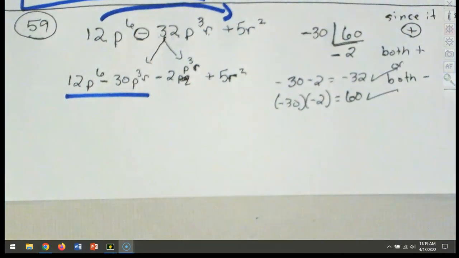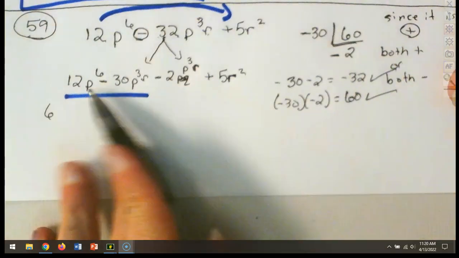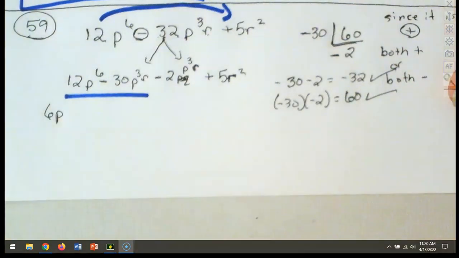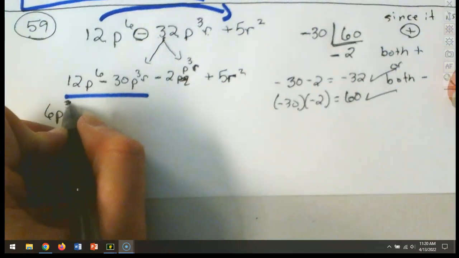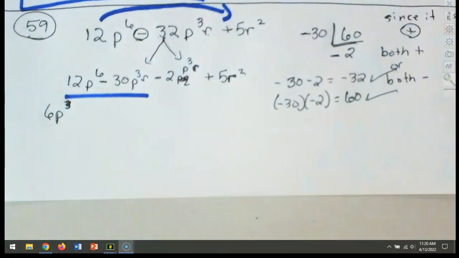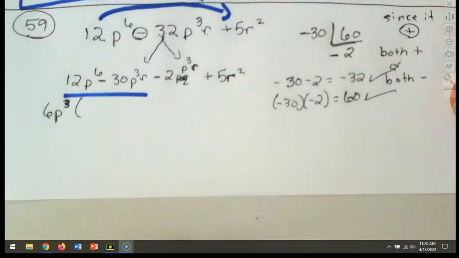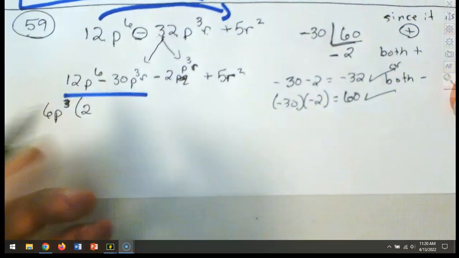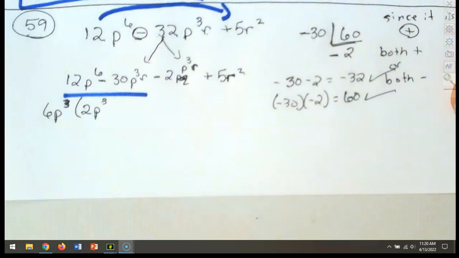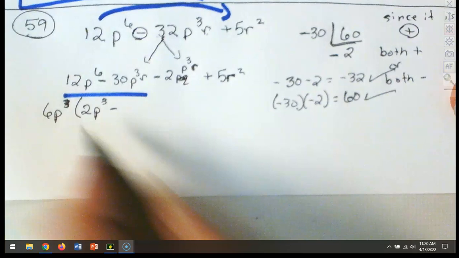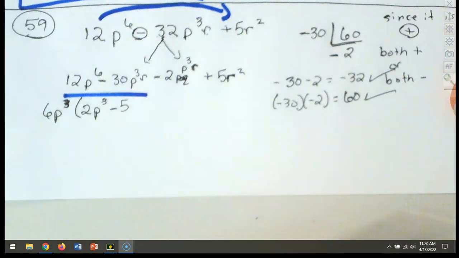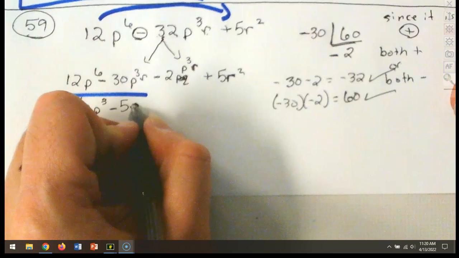What can come out? Can someone tell me what comes out of the underlined part here? Okay, a 6 can come out, and what else? Yep, and we always take out the smallest power, which is p cubed. So we want to take out a 6p cubed there. And 12 divided by 6 is a 2. P to the 6th, we're taking out 3 of them, so that leaves you with a 2p cubed left. And we have a minus. Okay, 30 divided by 6, that's a 5. P cubed is gone, but we still have an r left over.